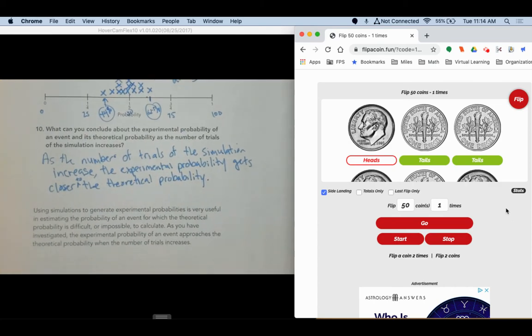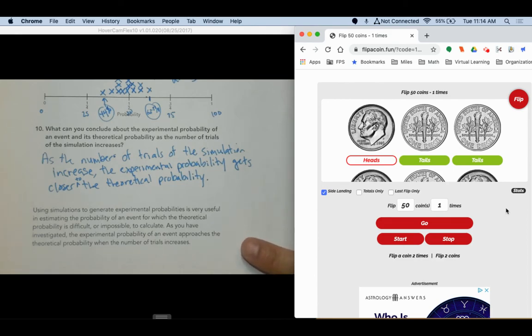And so that's kind of like when they take surveys, they try to take so many to get closer to the actual answer. That's why in science we do so many trials to get close to the actual answer. All right. And so the larger the sample size, the higher the probability that is what is going to occur. It's not always true, but using simulations to generate experimental probabilities is very useful in estimating the probability of an event for which the theoretical probability is difficult or impossible to calculate.